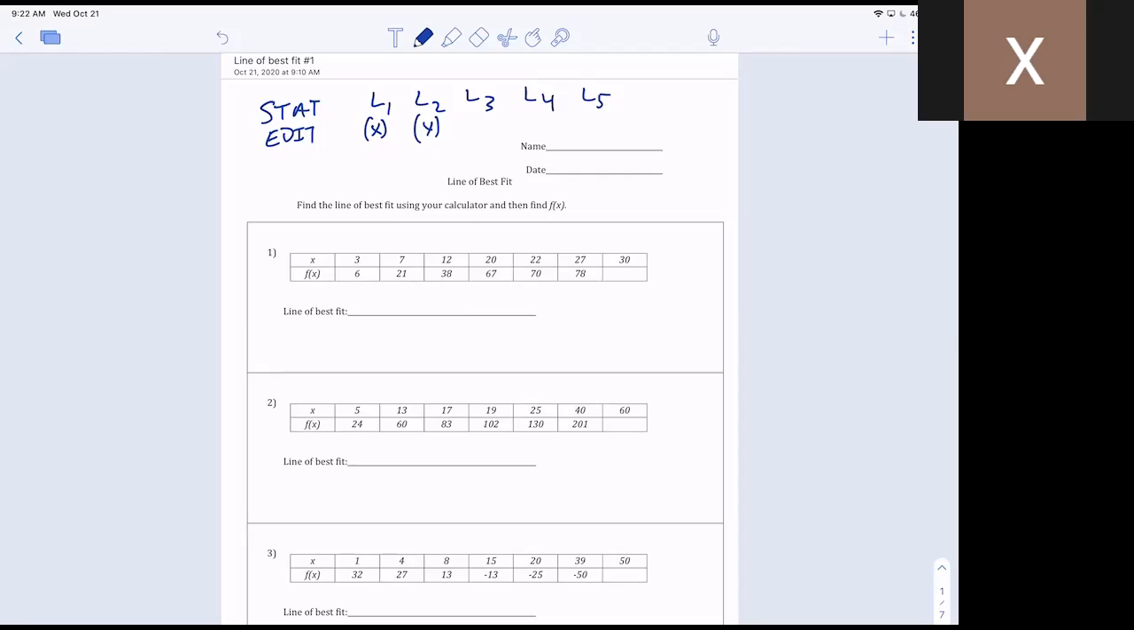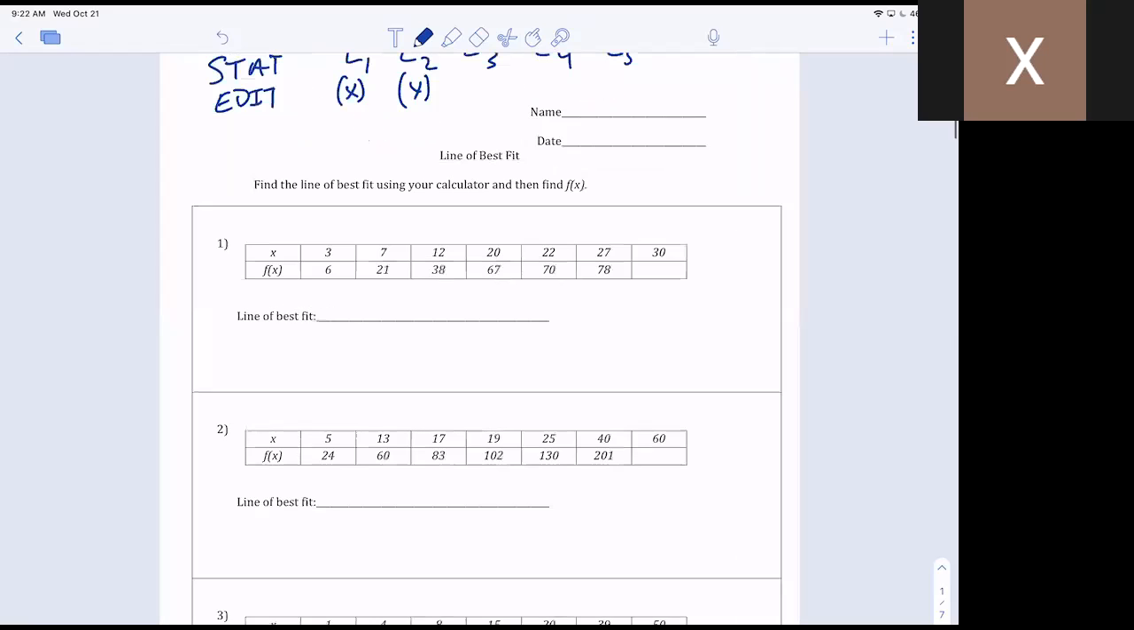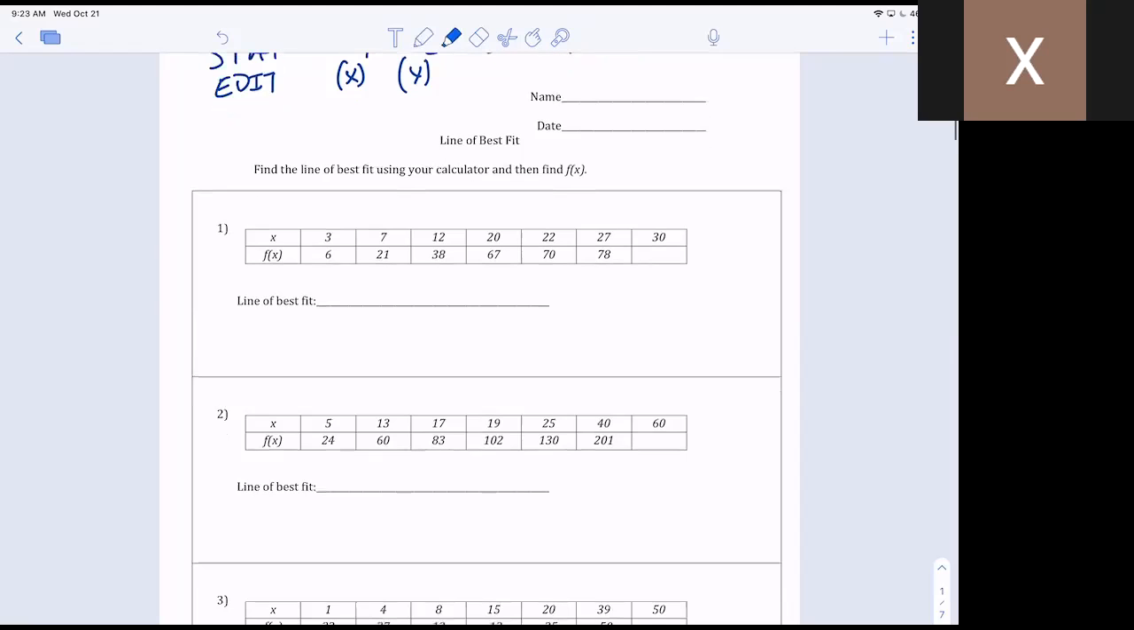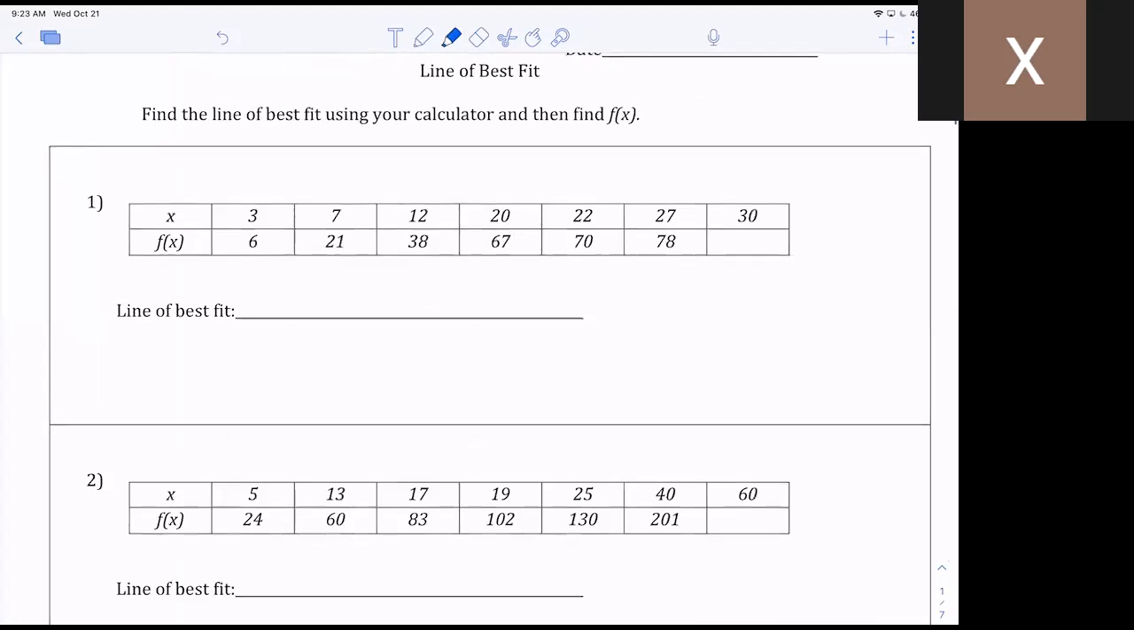I need everyone on L1. Now, what are the X values? Since we're doing problem number 1, you're going to type in 3, 7, 12, 20, 22, and 27. You're not going to enter 30, because there's no Y value for 30. So under L1, you type in 3, 7, 12, 20, 22, and 27.